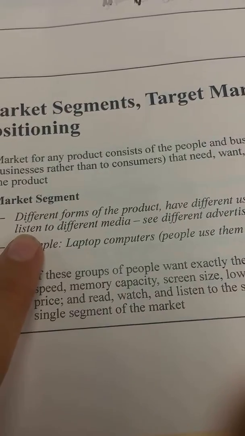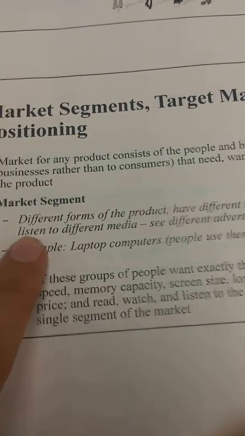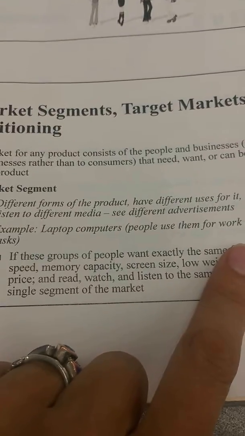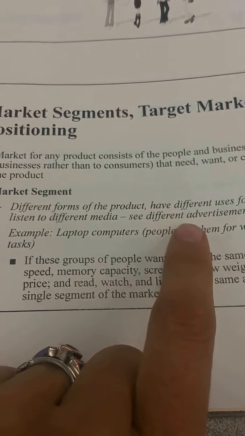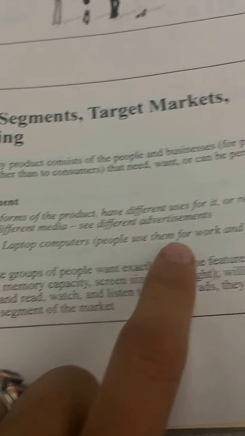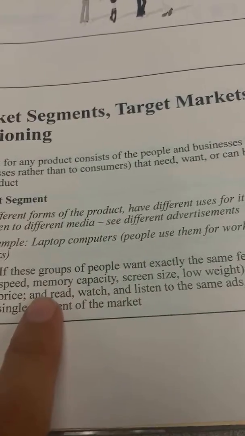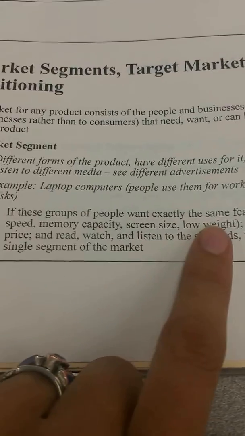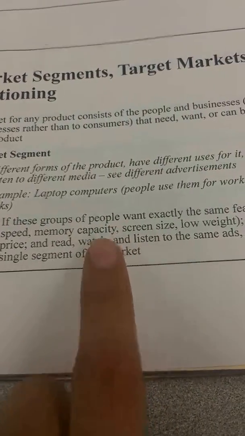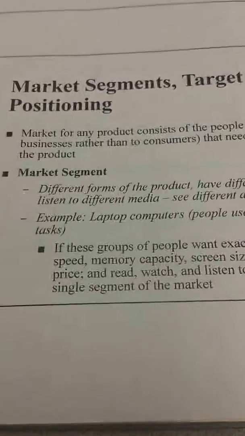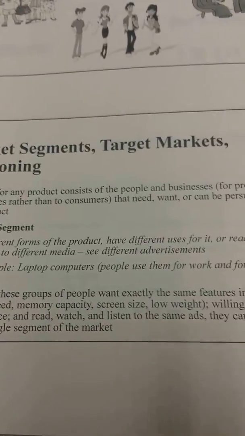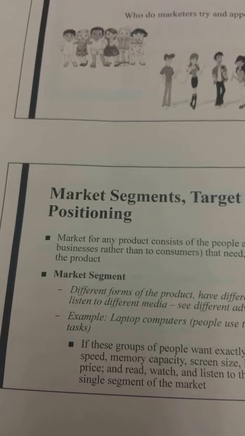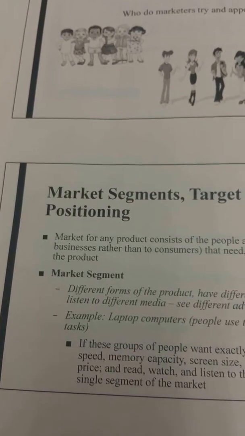Different forms of the product have different uses for it, or read, watch, or listen to different media, see different advertisements. Example, laptop computers. People use them for work and for personal tasks. If these groups of people want exactly the same features in a laptop, for example speed, memory capacity, screen size, low weight, are willing to pay the same price and read, watch, and listen to the same ads, they can be treated as a single segment of the market. Okay.